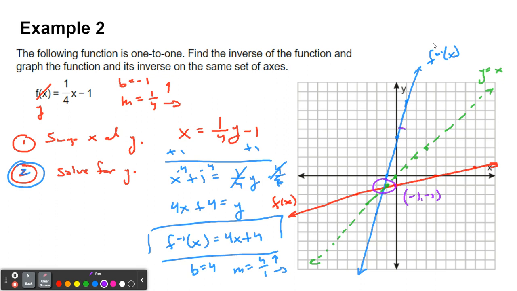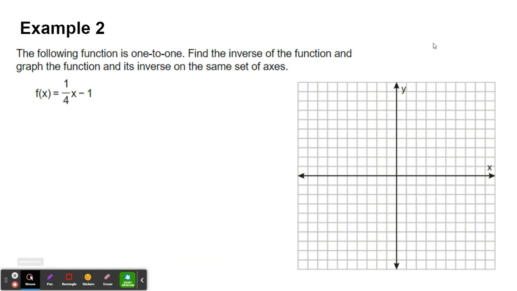And if we focus on these 2 points right here, this red graph has an x-intercept at 4, 0. This blue graph has a y-intercept at 0, 4. And that should happen, right? Your x and y-intercepts should swap places because you're swapping the x and y coordinates. And there you go. So again, a good review of solving for y, a good review of graphing lines, things that your Algebra 2 teachers are going to expect you to be able to do.